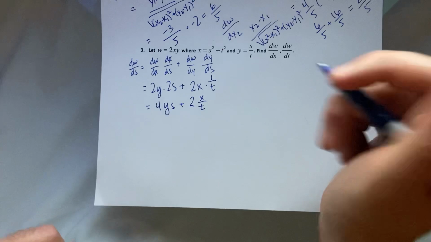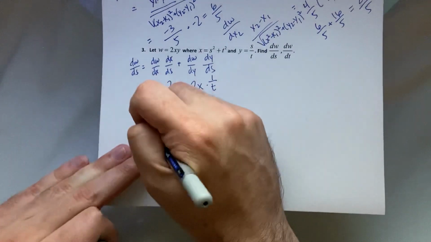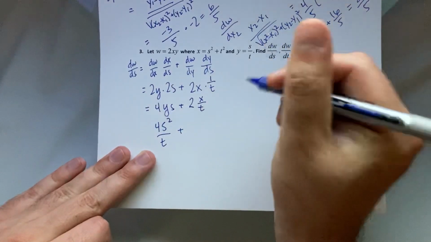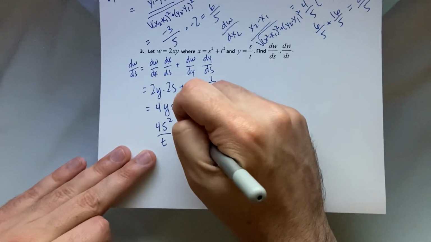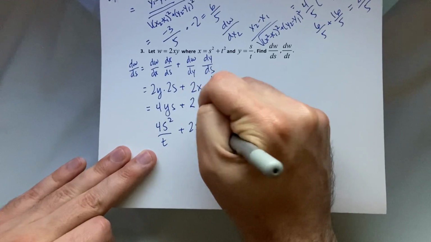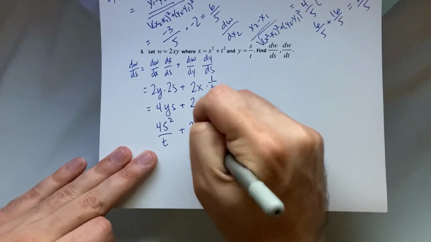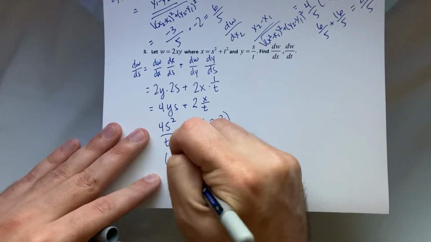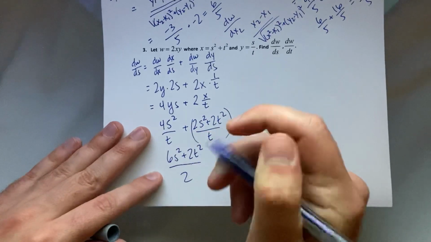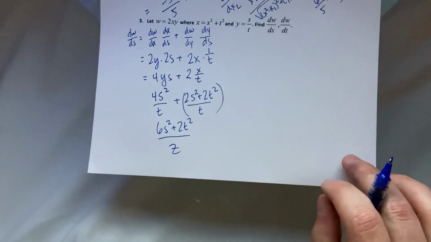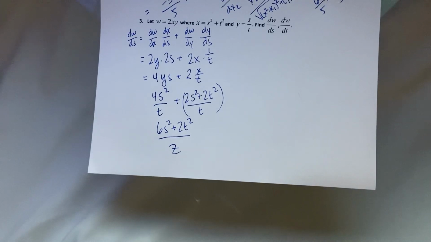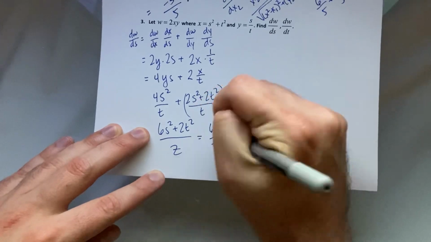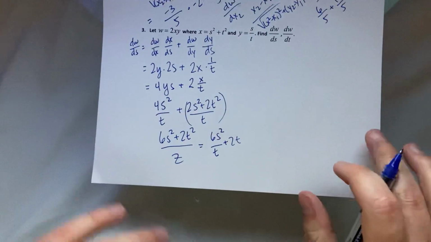Now, y is s over t, so this should be 4s squared over t. X is s squared plus t squared, so plus 2s squared plus 2t squared over t. So that should be in total 6s squared plus 2t squared all over t. If you want to reduce it to its component parts, you could say this is 6s squared over t plus 2t. Either one of those is fine.